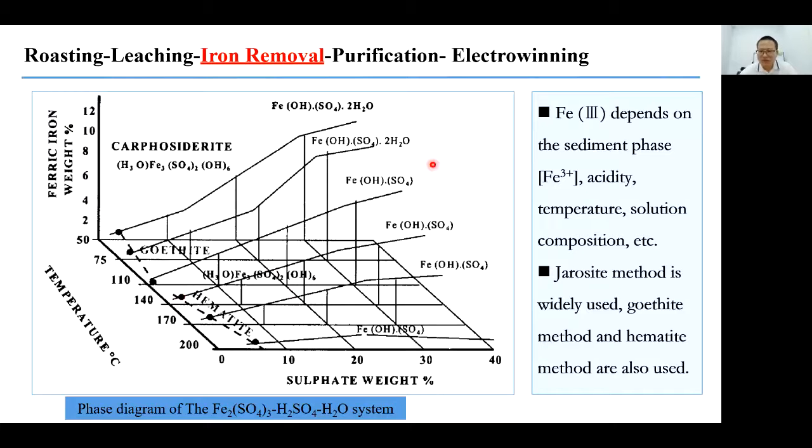So the conclusion, from this thermodynamic analysis, is that ferric iron concentration should be controlled. Acidity and temperature should be monitored. And jarosite is the easier one to control, so it is more widely used. Goethite and hematite are also used, but they need higher cost and better control.